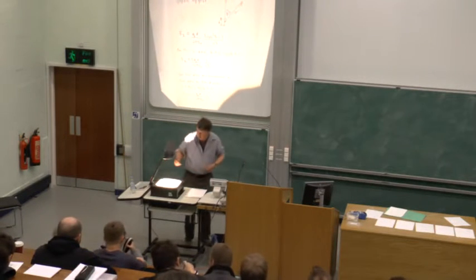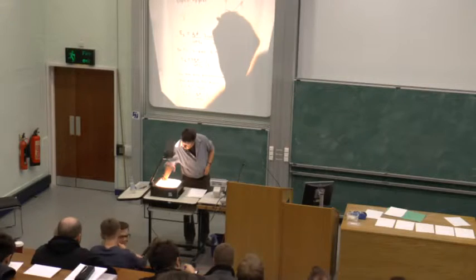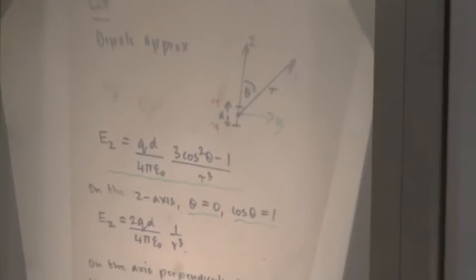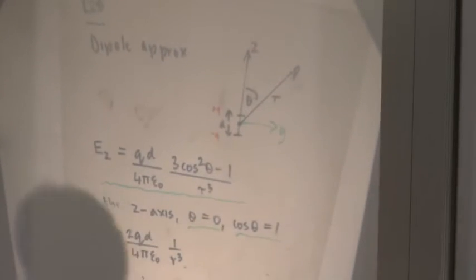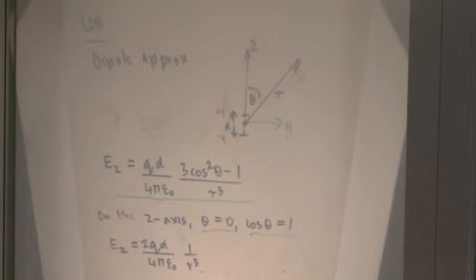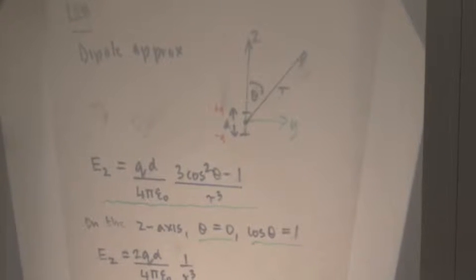So we had two charges, plus q and minus q, a distance d apart. Of course, we can orient our coordinate system as we like, but I chose the orientation which is normal, that they're lying along the z-axis.